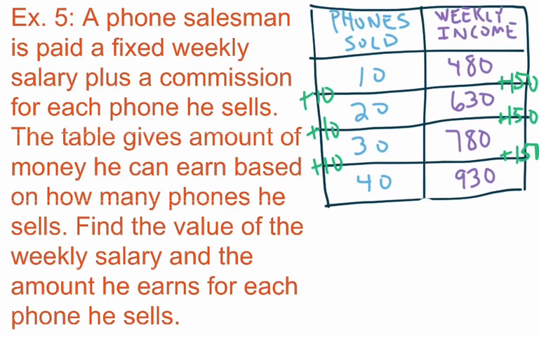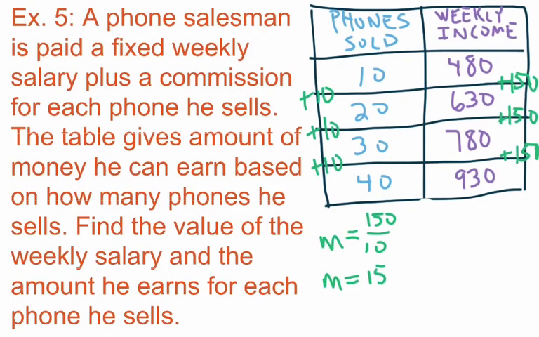Okay? So our slope, again, will be delta Y over delta X. Our value for delta X is 10, and our value for delta Y is 150. So we have M is equal to 150 over 10. If we simplify that, we have M is equal to 15. Okay, so 15 is our value for our rate of change. So what that tells us is that for each phone he sells, he makes an additional $15. Okay, each phone gives him an extra $15.